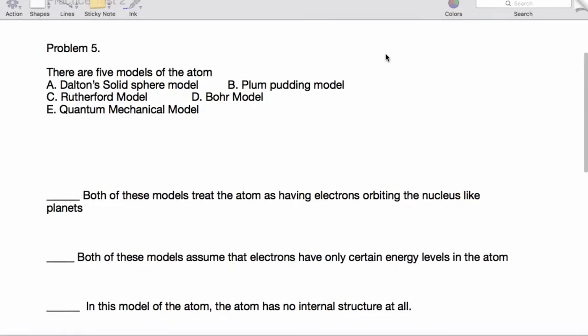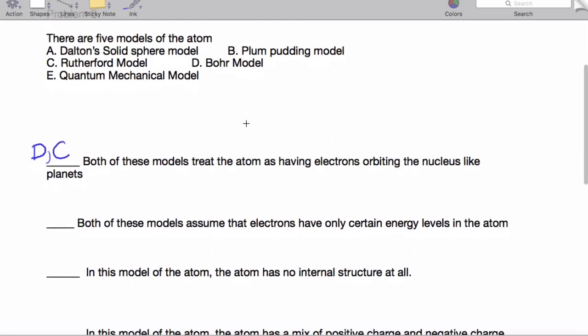All right, problem five. I thought I'd get fancy and talk a little bit about some of the atomic models we deal with. So we have two models that treat atoms as having electrons that orbit the nucleus like planets. One is the Bohr model, and one is the Rutherford model. Now, I guess if you really talk to physicists, they'll say, well, the Bohr model is kind of like planets, but not really, since they can jump orbits.